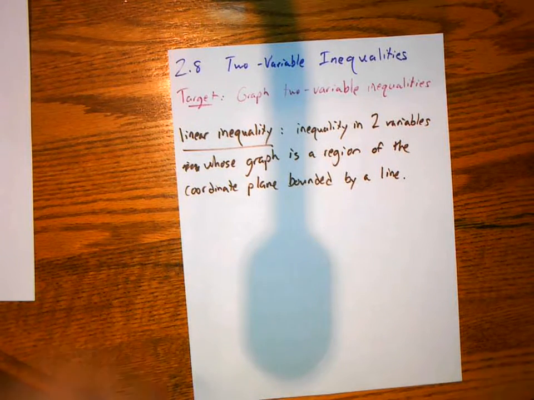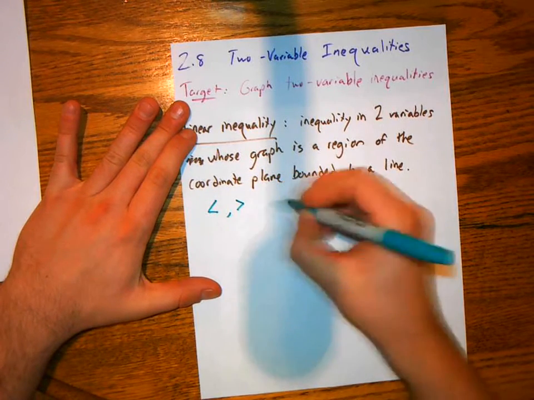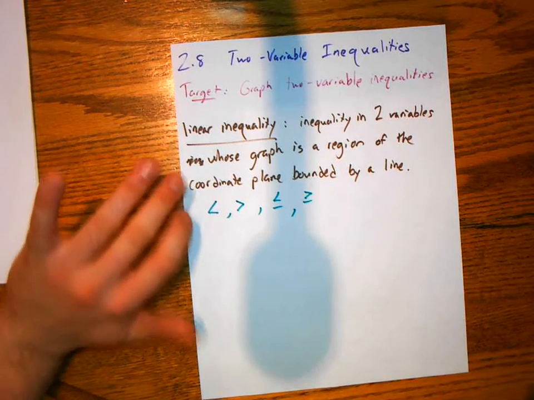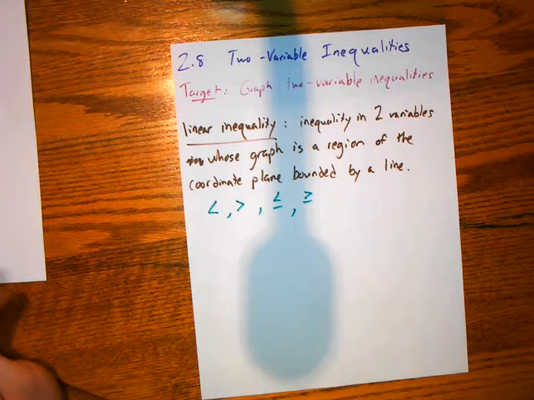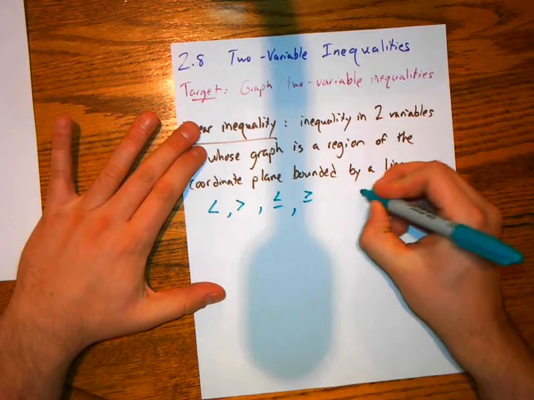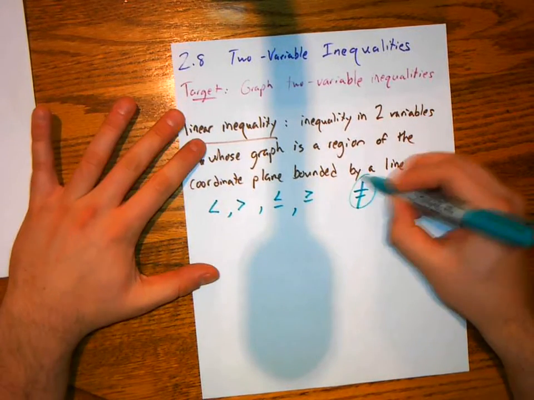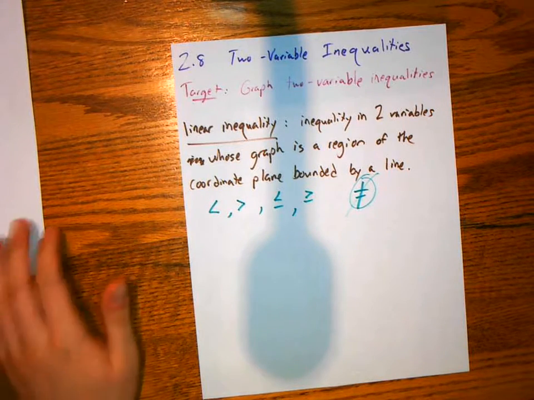The inequality symbols that we're going to be using are less than, greater than, less than or equal to, and greater than or equal to. These are the four different types of inequalities that we're going to be using. I don't think in this section we'll use not equal. That's technically an inequality sign, but I don't think we'll be using it in this particular section. We'll definitely be using it later in the semester.